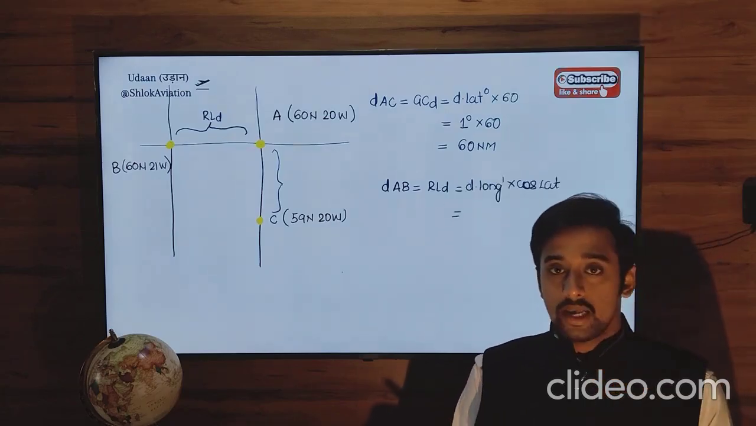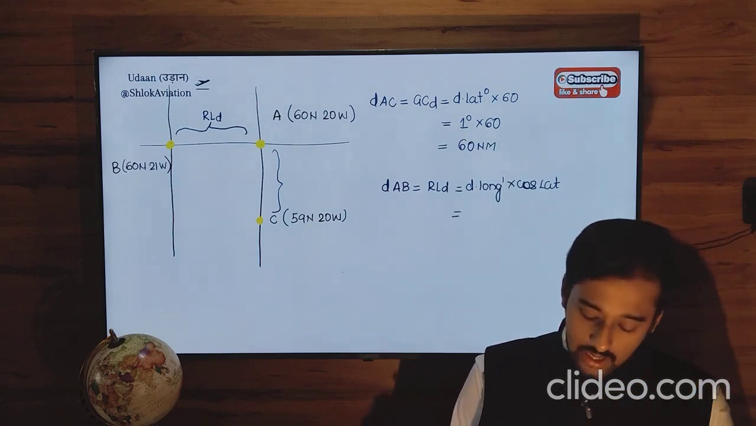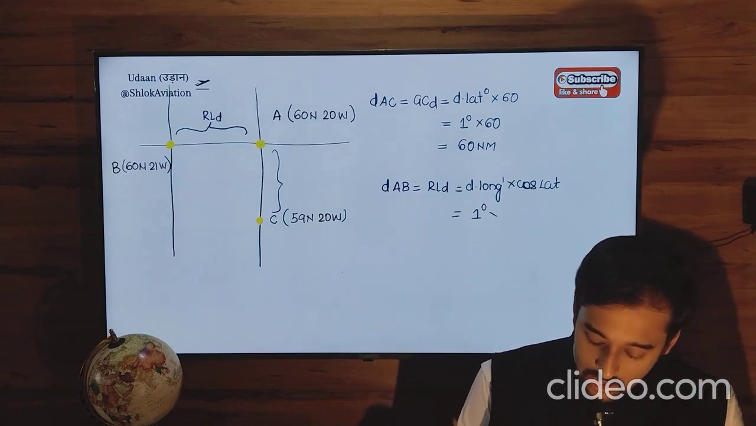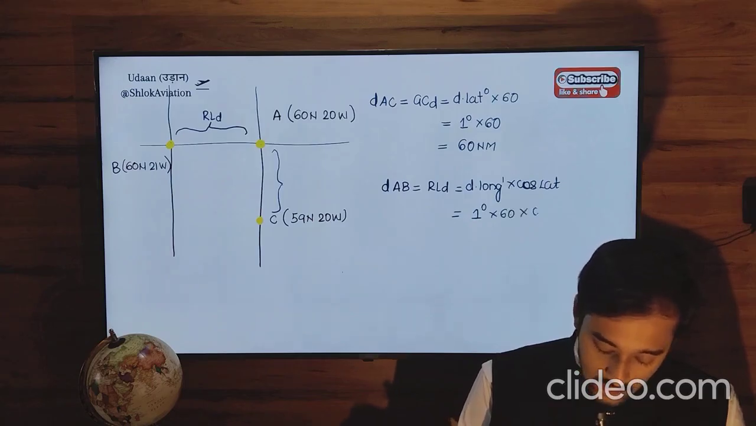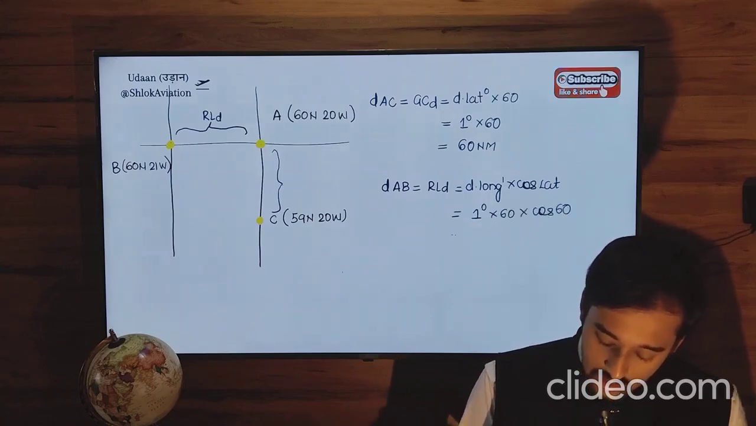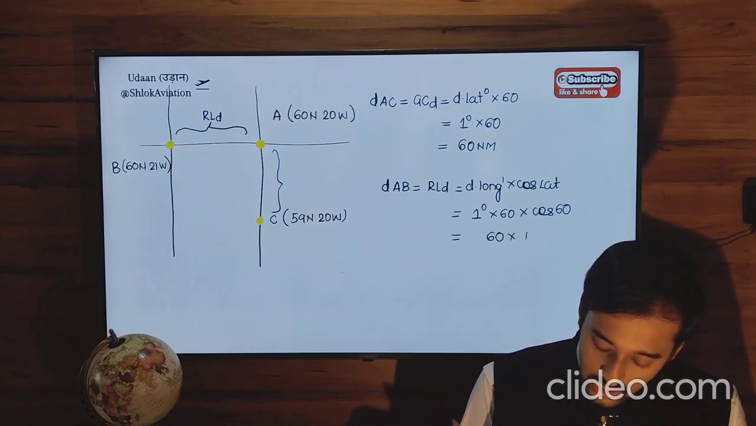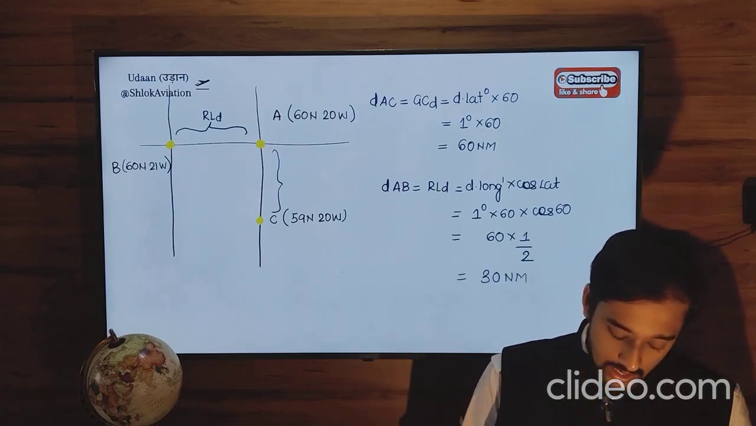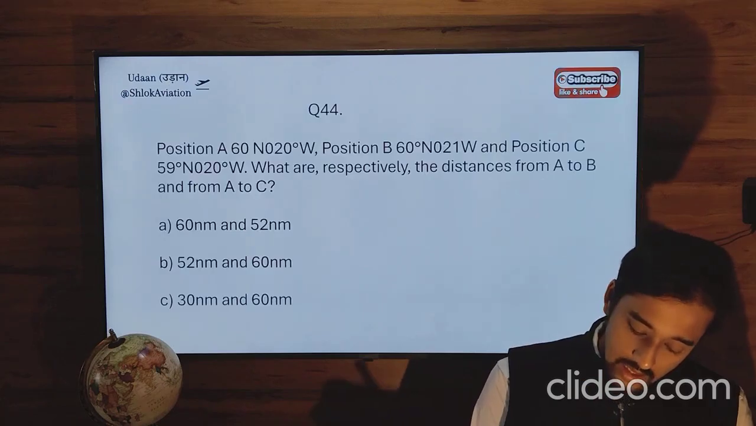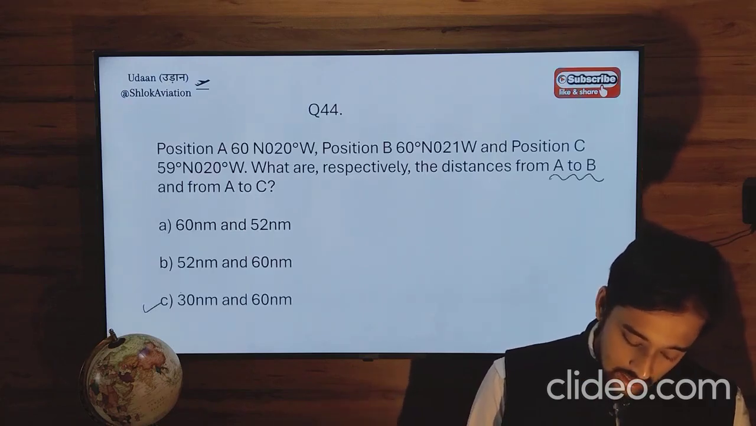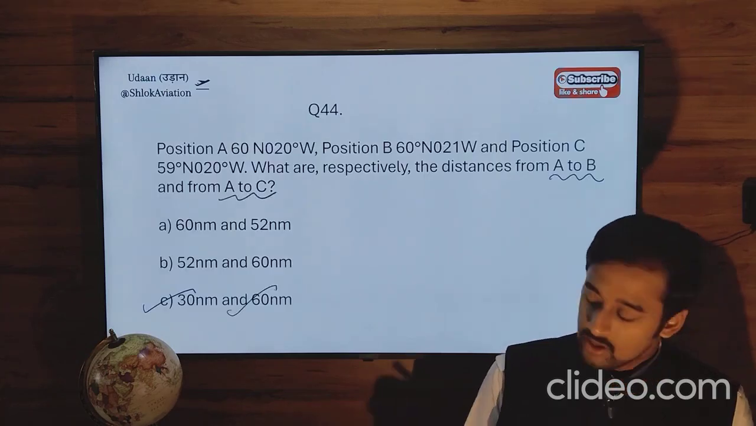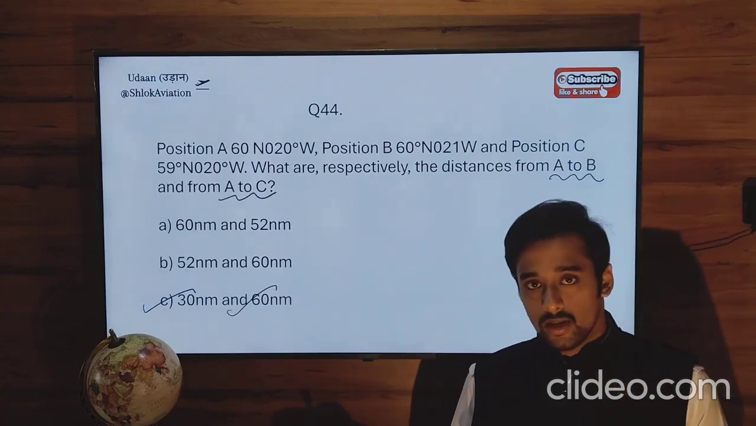D long is how much? 20 west and 21 west, 1 degree into 60 into cos of 60. So 60 into cos 60 is half, so that is 30 nautical miles. So what is the correct answer? A to B is 30 and A to C is 60. So correct option is option Charlie.